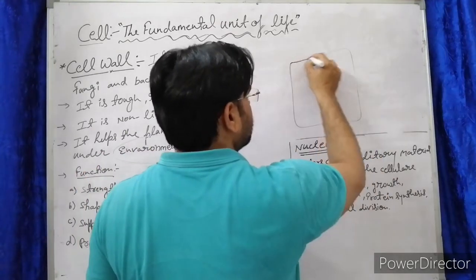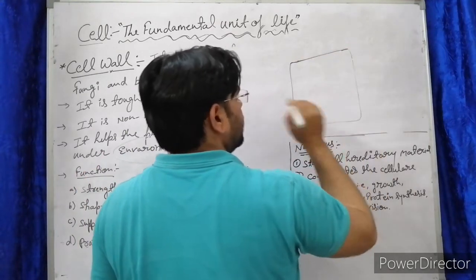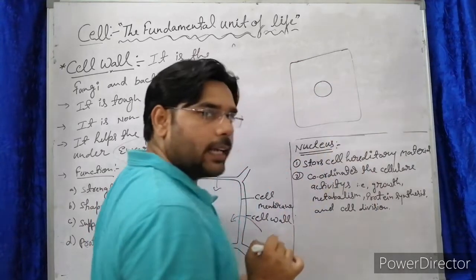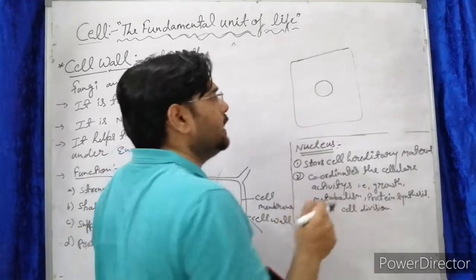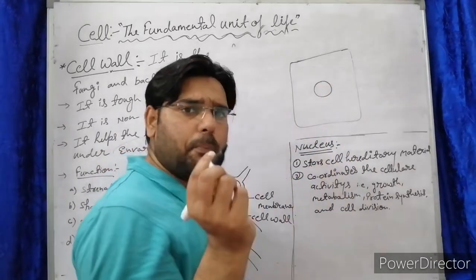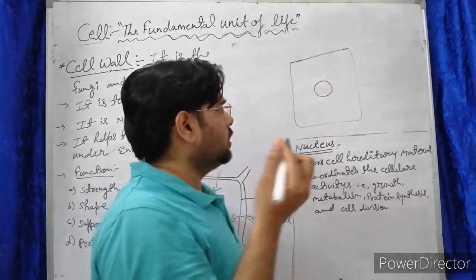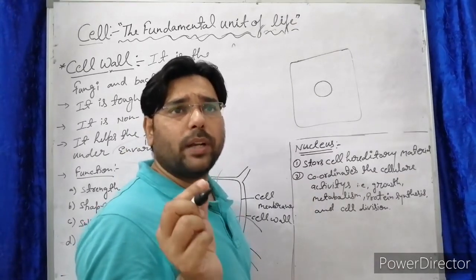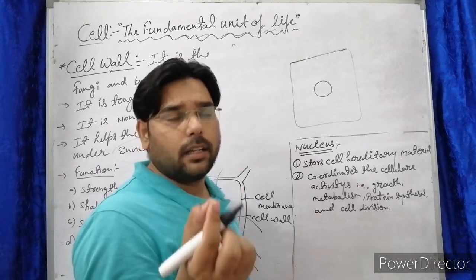This is a diagram of a cell, and it has a nucleus in it. As we have discussed, it is nearly at the center. So the nucleus is very point size. The size of the nucleus is about 25% of the cell.